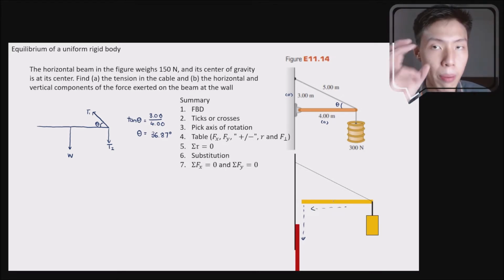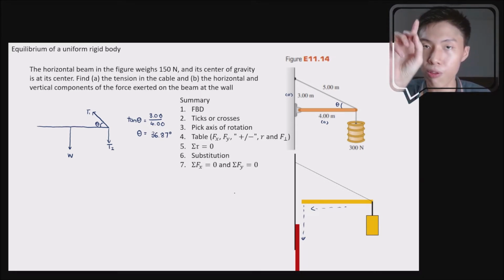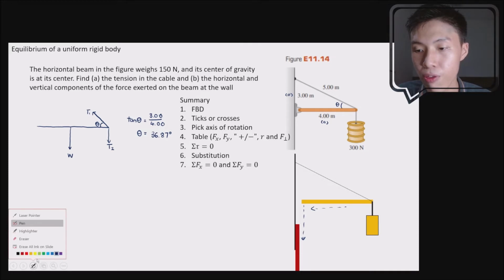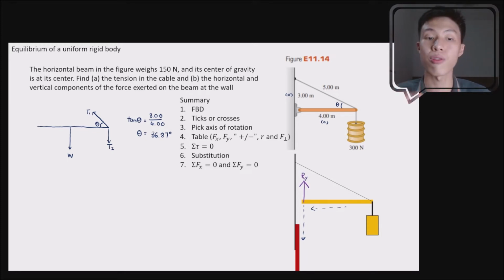So the pivot is there to prevent that from happening. If you want to prevent an object from falling, you need to have a force that is pointing in the opposite direction. So you should expect there's a reaction force in this direction in order to prevent the bar from falling. At the same time, you see that this whole object will be moving to the left without the pivot.